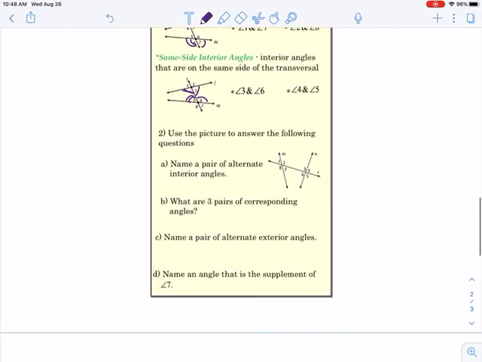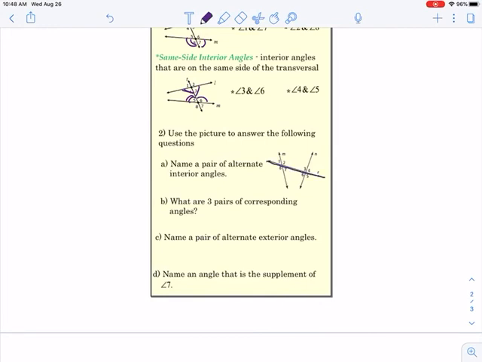Okay, again, when we get into the next section, we'll start talking about specifically parallel lines and all those angles and what's special about them. But for now, we're just interested in how to name them. So for our last example here, we're going to use the picture to answer the following questions. We want to name a pair of alternate interior angles, and this time this is our transversal.